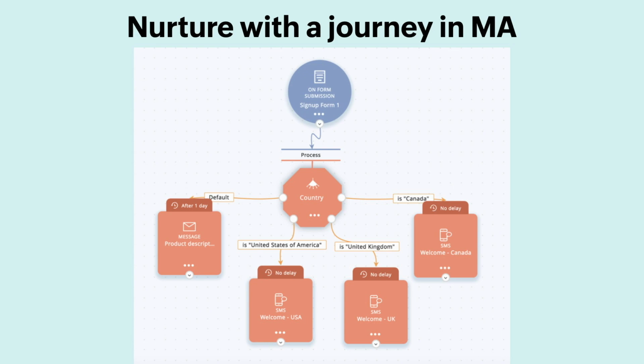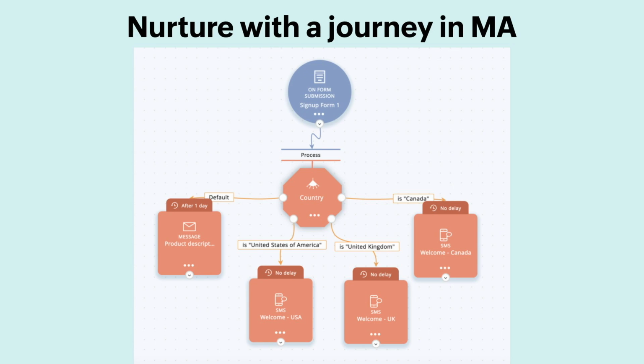So what this is saying is that anytime someone submits a form on our website, maybe like this example form here, marketing automation will deliver them a text message dependent on where they filled that form out from. So we can see here, if they're from the US, they'll receive a welcome text for US customers. If they're from the UK, they'll receive a welcome text for UK customers, and so on and so forth.